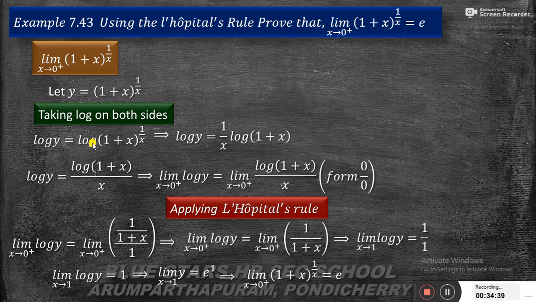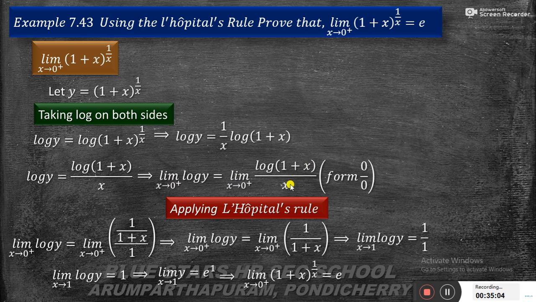So log y equals log of (1 plus x) whole power 1 by x. This power I write as a multiplication: 1 by x into log of 1 plus x. In the next step I write log of (1 plus x) by x. Therefore log y equals log of (1 plus x) by x. Now on both sides I take the limit. So limit x tends to 0, log y equals limit x tends to 0, log of (1 plus x) by x.